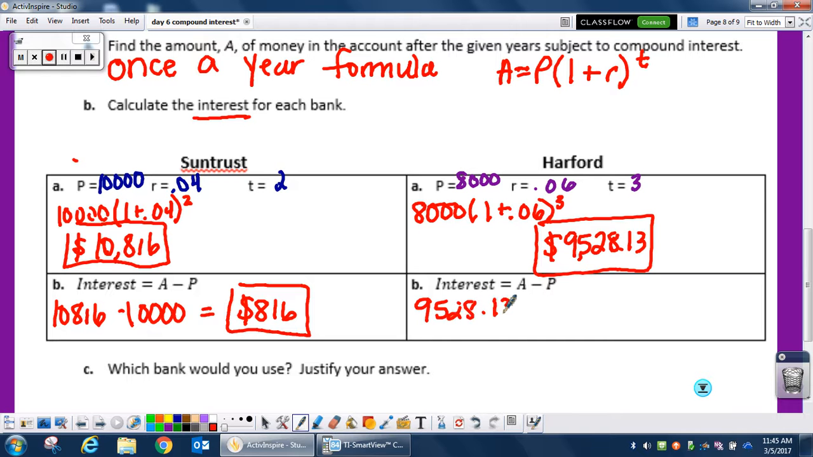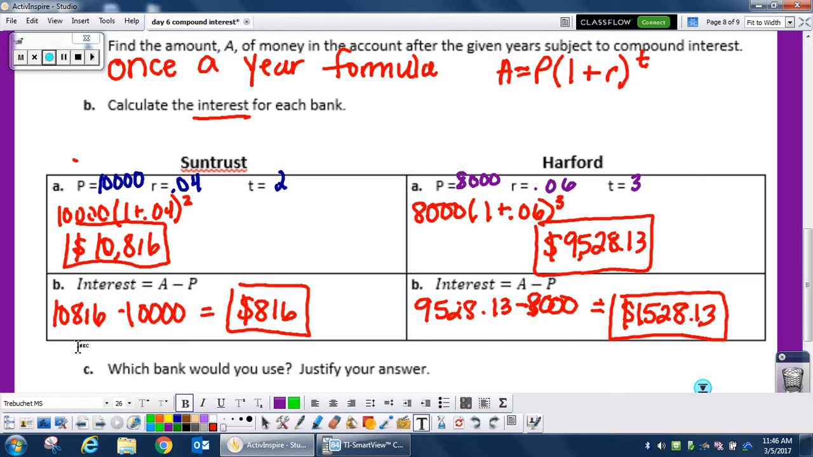And now the interest for Hartford would be, I have a feeling this one's going to be higher, but you never know. Okay, so hopefully you can read that, or hopefully you just know those numbers that you're supposed to be using. 9528.13 minus 8,000. Okay, so that would be, whoo, that's a lot of money in interest. Okay, so you can see that one has a lot more interest.